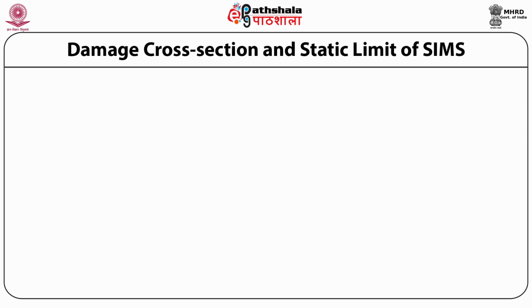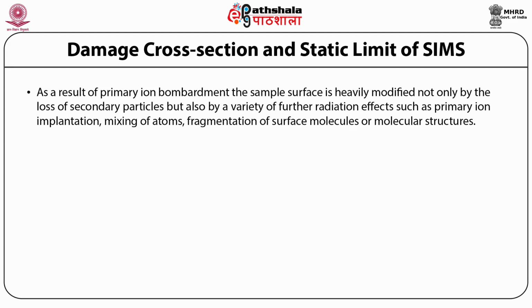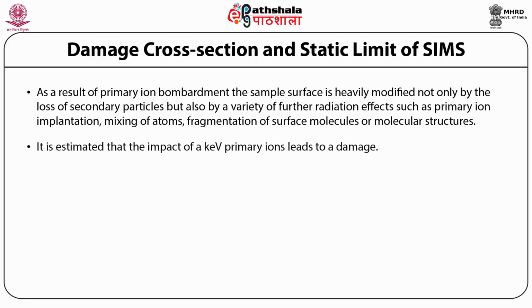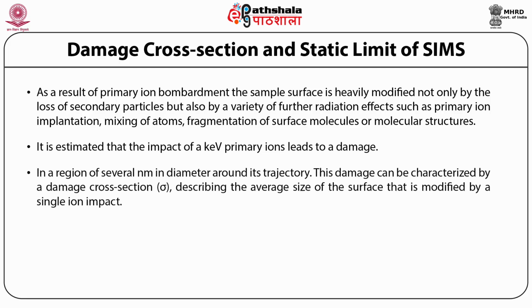Next, we come to damage, cross-section and static limit of SIMS. As a result of primary ion bombardment, the sample surface is heavily modified not only by the loss of secondary particles but also by a variety of further radiation effects such as primary ion implantation, mixing of atoms, fragmentation of surface molecules or molecular structures. It is estimated that the impact of a kiloelectron volt primary ion leads to damage in a region of several nanometers in diameter around its trajectory.